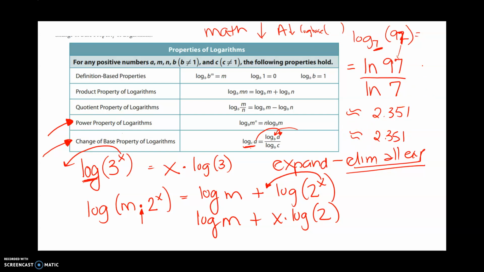So this change of base property is handy if the only thing you had were the common log and the natural log on your calculator. You could solve any base. Now again, we can solve any base on our calculator, but we need to be aware and be able to use this change of base formula. Okay, so I'm going to stop this here and start the next one going through the problems.